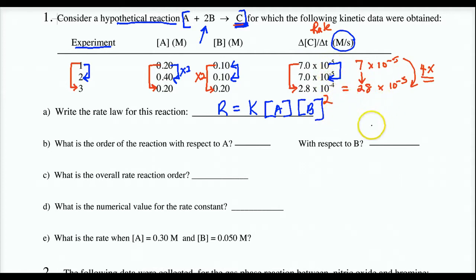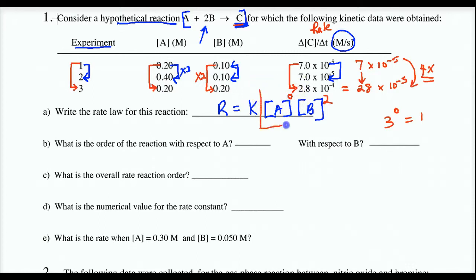That is not first order. If A was first order, if you remember from what we talked about, whatever you did to A, you did exactly to the rate. So if you doubled A, 2 to the 1 is you double the rate. So it's not first order. We would call this zero order. Now, why zero order? Anything to the 0 power is 1. Because this had no effect whatsoever, we get a 0.